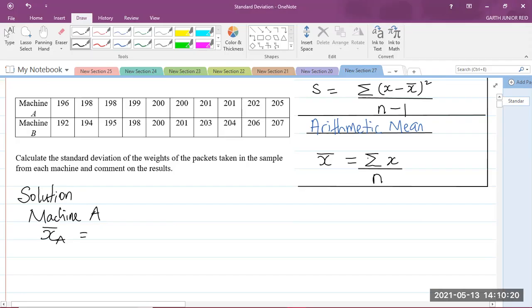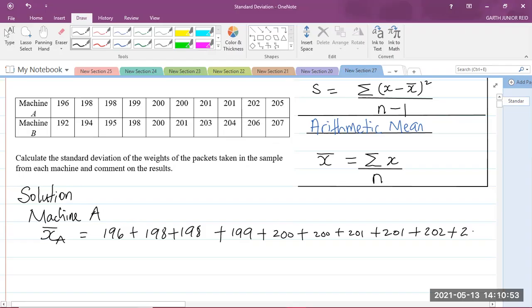And that is equal to the summation of all the X values. So all I'm going to do here is just add all the values in the first row of the table. That's for machine A. So I'm adding 196 plus 198 plus 198 plus 199 plus 200 plus 200 plus 201 plus 201 plus 202 plus 205. So those are all the values in the table.